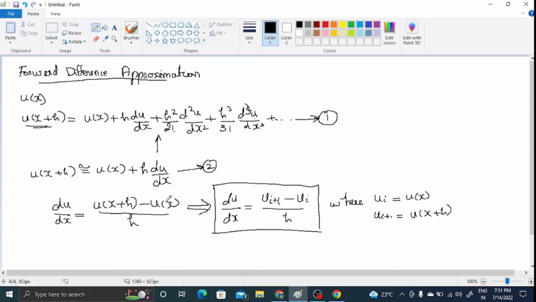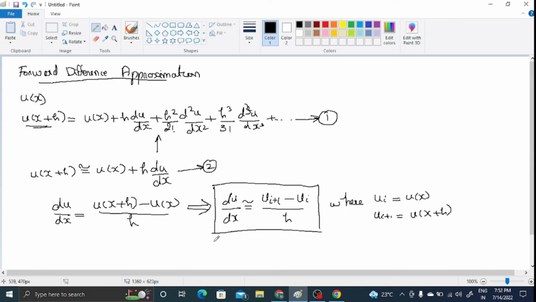So if you are labeling the current position as ui and the next position as ui plus 1, then we can write du by dx is equal to ui plus 1 minus ui divided by h, where h is the step size. So please note, this one is a valid term because this is almost equal to, but we can write it as equal to. This is a valid term because if h tends to 0, this right hand side is nothing but differentiation.